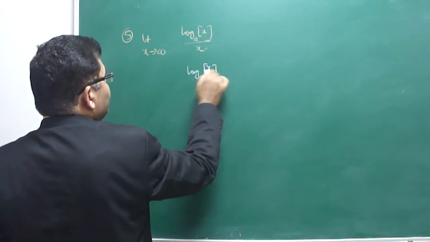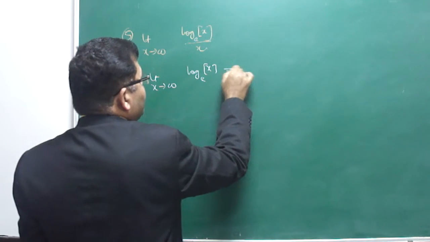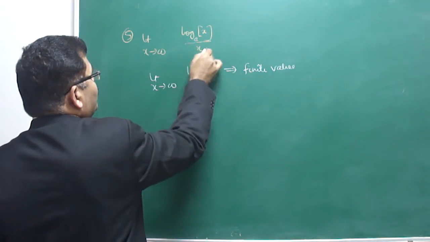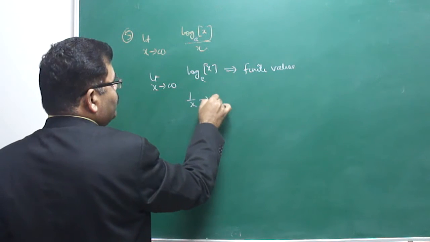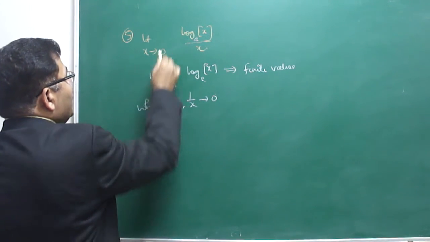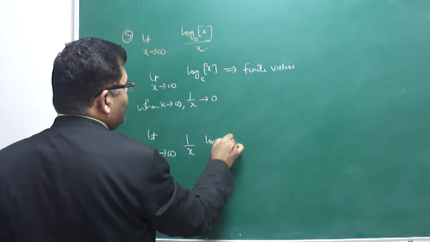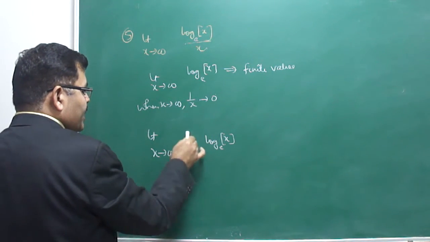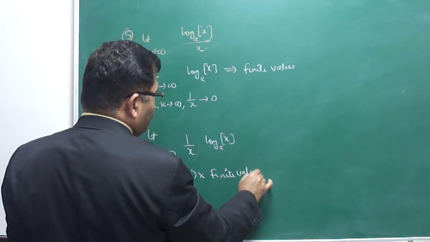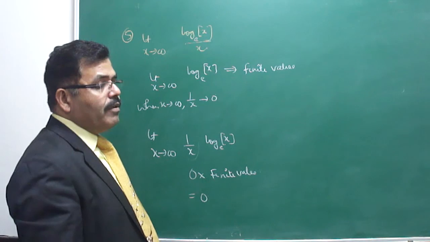Log of the greatest integer function of x is always finite when limit x tends to infinity. And as x tends to infinity, 1 by x tends to 0. So what will happen? This can be considered as limit x tends to infinity, 1 by x times log of greatest integer function x to the base e. It means this is going to 0 and this is finite. 0 into some finite value is what? That is 0. So the answer would be 0. In that case, the answer of that function will always be 0.